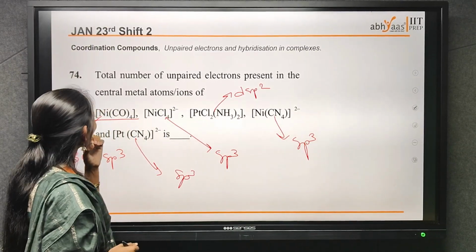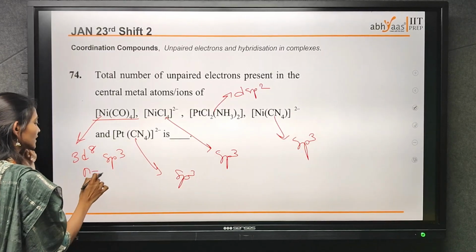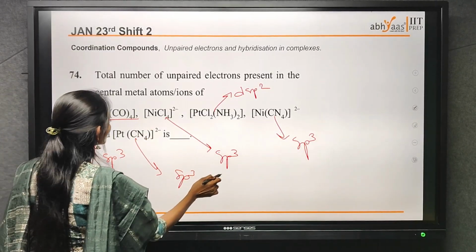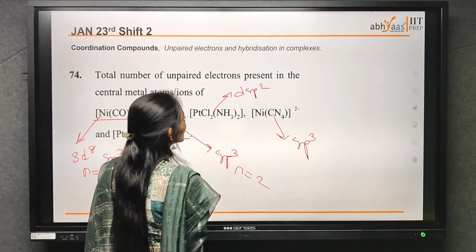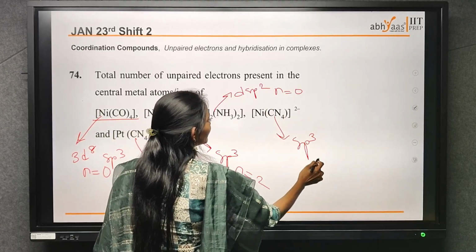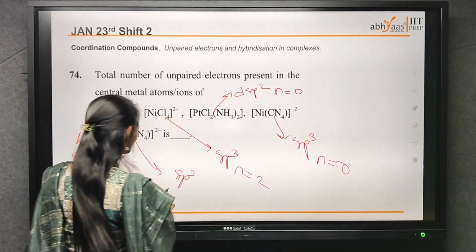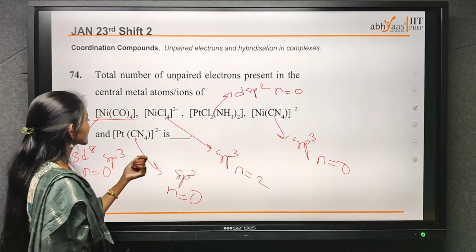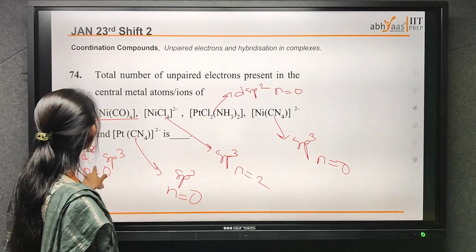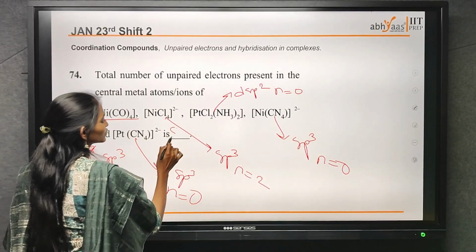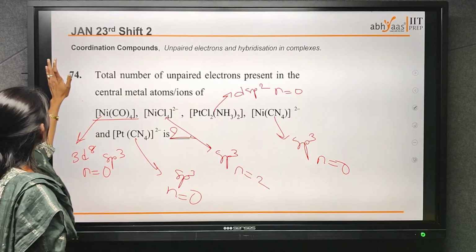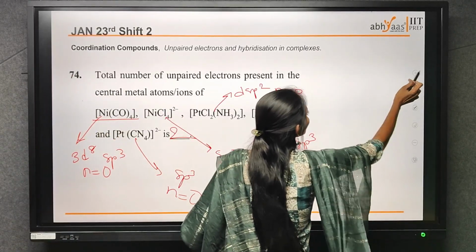So if you see the unpaired electrons, for this case 0, for nickel case you are having 2, for this case 0, for this case also 0, for this case also 0. Hence they are asking how many unpaired electrons we are having, only 2. So your answer is 2. Moving on to next question.